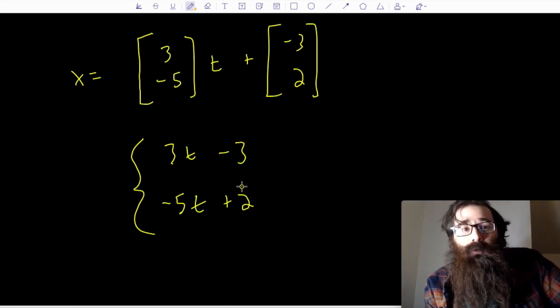We're going to be working with these parametric vector descriptions a lot in the course. So get comfortable with them because they're here to stay, definitely.